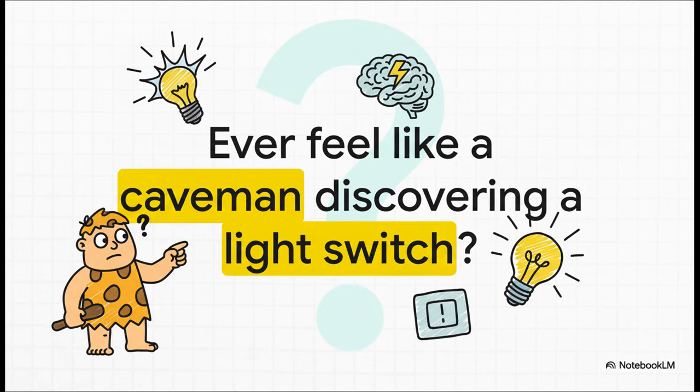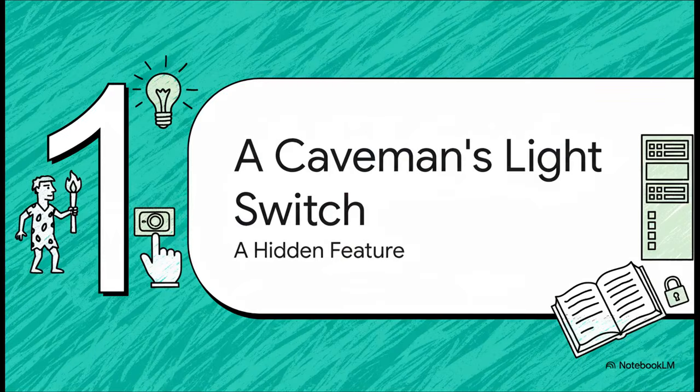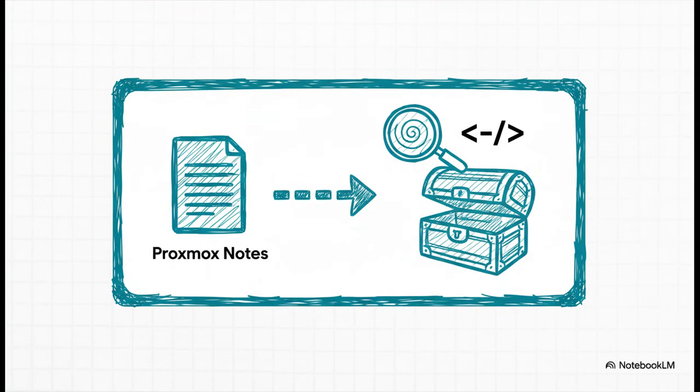It's not about some complex new tech. It's just about that pure aha moment. And that is exactly the story we're diving into today. So yeah, we're calling this first part a caveman's light switch, because that's honestly what this discovery felt like to the whole community. A simple, obvious feature hiding inside one of the most familiar tools in the entire home lab world. And here it is, the whole secret, right here on this slide.